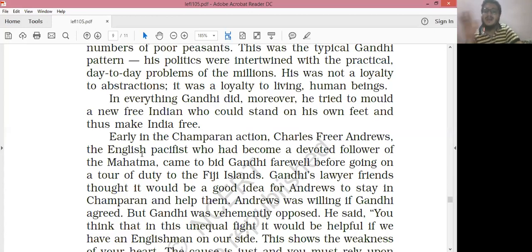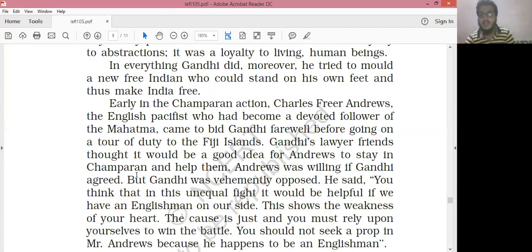Andrews came to bid Gandhi farewell before going on a tour of duty to Fiji Island. Gandhiji's lawyer friends thought it would be a good idea for Andrews to stay in Champaran and help them. They thought that since he was a follower and lover of Gandhi, and had accepted the path of Gandhi, he could stay in Gandhi's place. It would be best for them.